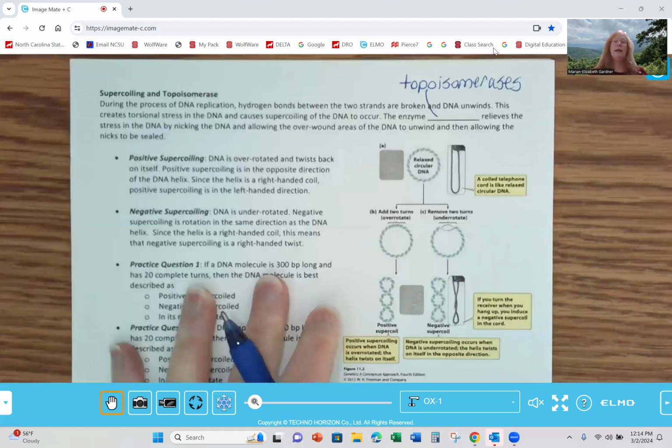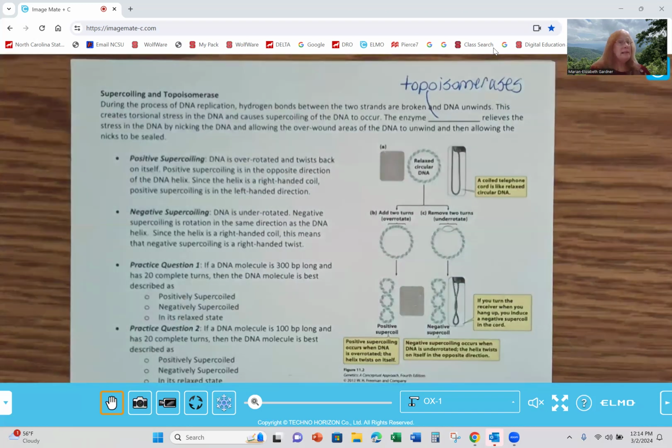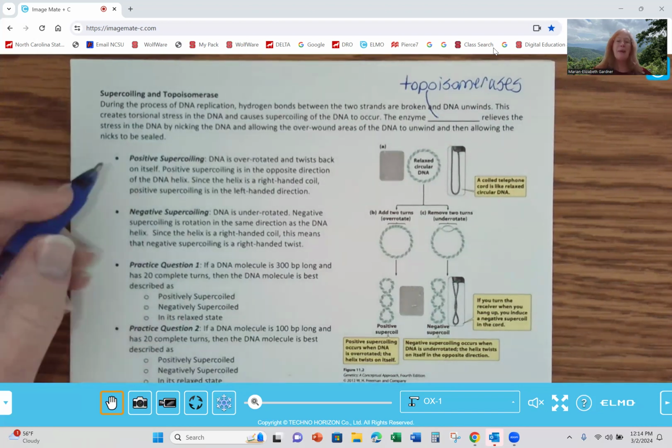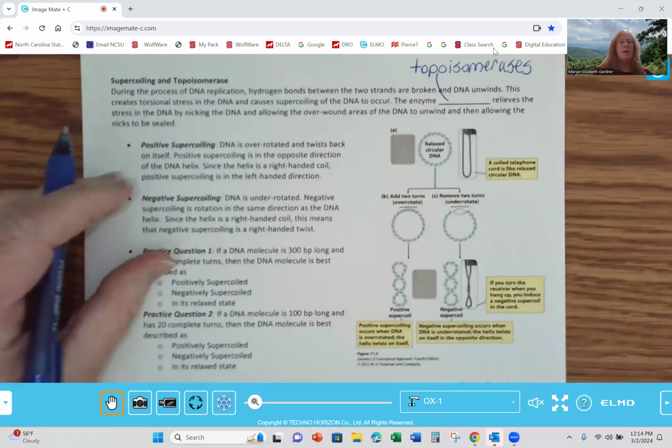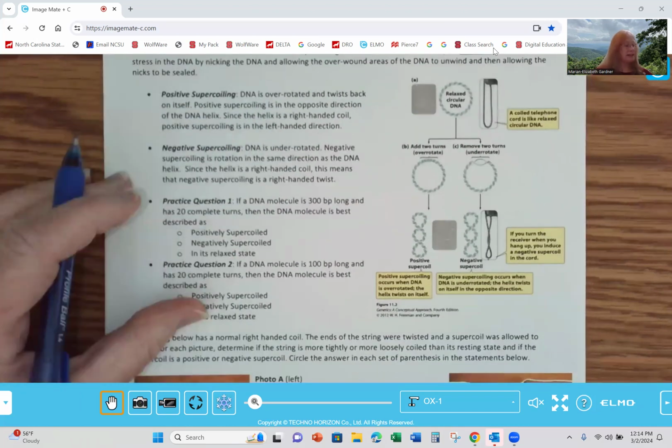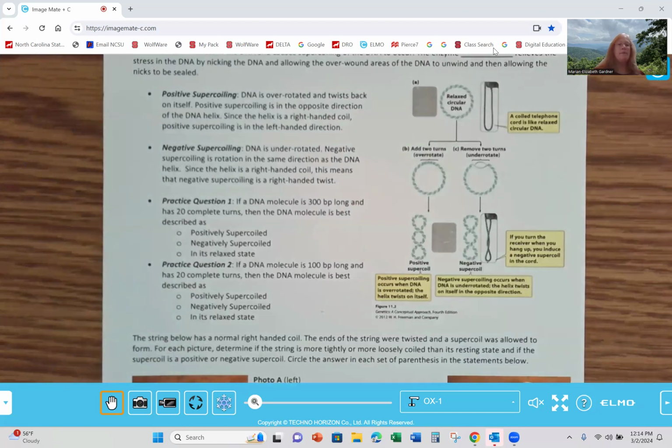that affects supercoiling. The idea is that having too much coil provides tension for the DNA molecule. And so the topoisomerases actually nick the DNA, allow it to uncoil and reseal it to relieve that tension and make that DNA be in a more happy manner in the cell. But let's look at what positive versus negative supercoiling is.